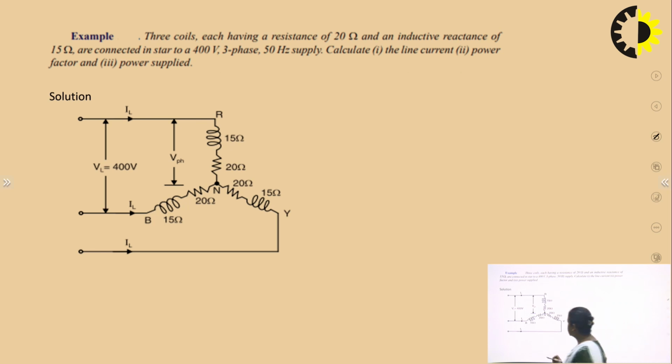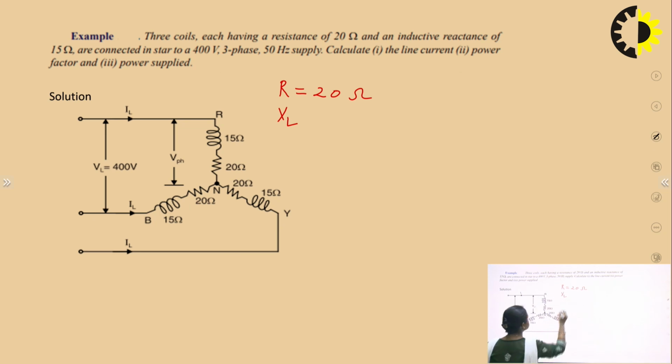So here you can see that this is connected in star form, right? The value of R is 20 ohm. The inductive reactance is given as 15 ohm, right? And this is connected to 400 volt. So this 400 volt is nothing but the line voltage. So VL is equal to 400 volt and the frequency is given as 50 hertz.